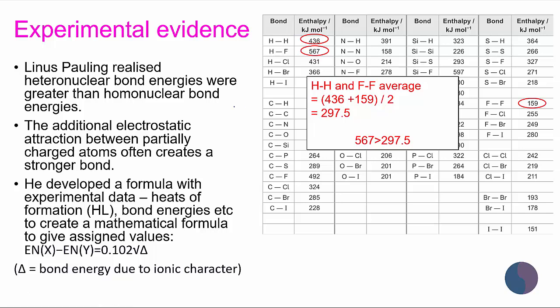Electronegativity values came about by a guy called Linus Pauling. He realized that the homonuclear bonds, such as the 436 and the 159, if you average those bonds together, you should get an HF molecule that is about this strong, 297. And it's actually much stronger. It's 567.